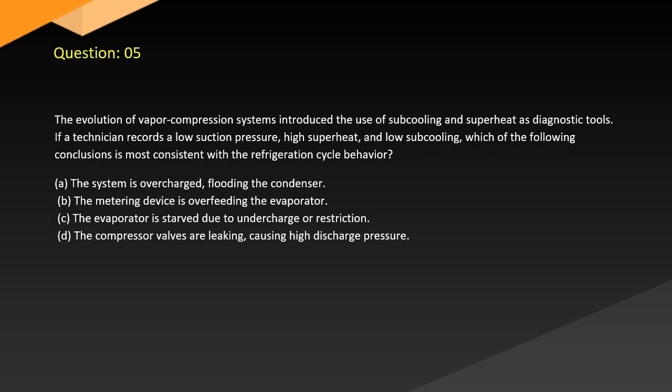Question 5. The evolution of vapor compression systems introduced the use of subcooling and superheat as diagnostic tools. If a technician records a low suction pressure, high superheat, and low subcooling, which of the following conclusions is most consistent with the refrigeration cycle behavior? A. The system is overcharged, flooding the condenser. B. The metering device is overfeeding the evaporator. C. The evaporator is starved due to undercharge or restriction. D. The compressor valves are leaking, causing high discharge pressure.